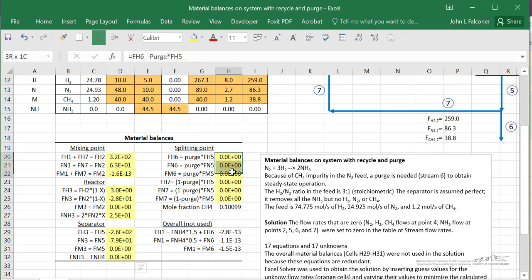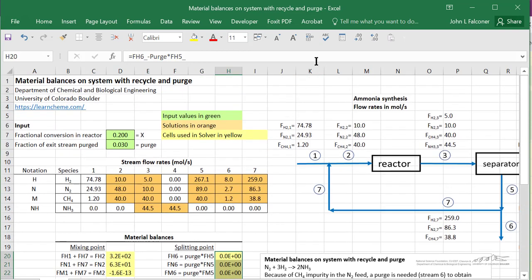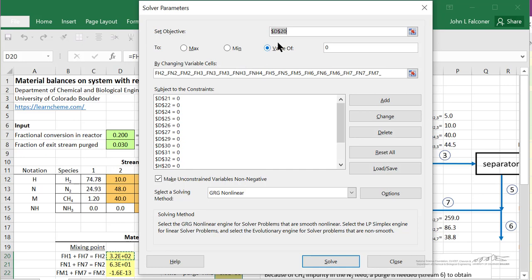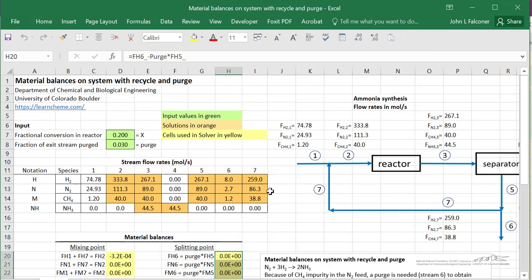Some of them are already 0 because I've already run the program. Some of the answers are correct values and some are guess values. To then solve the equations, go to Data, Solver. I've input the equation, the one cell, and then all the other cells that are the yellow cells. And then we're changing the orange cells, which are indicated here. And so if I do solve, we'll find a solution.